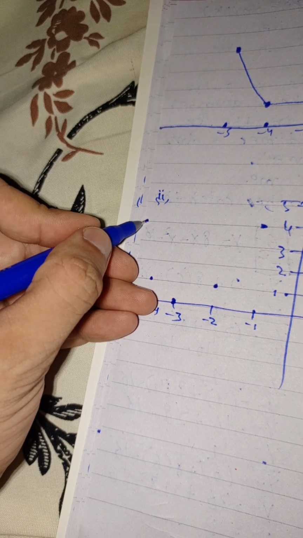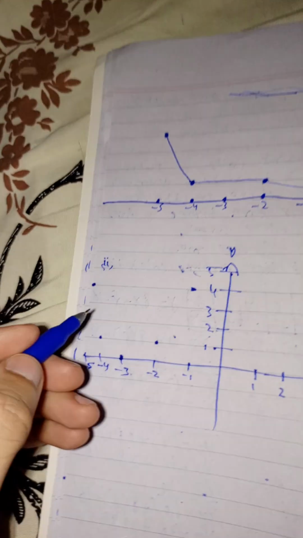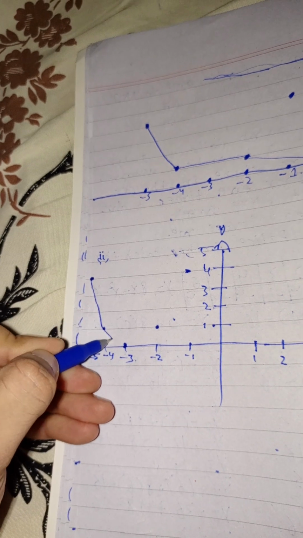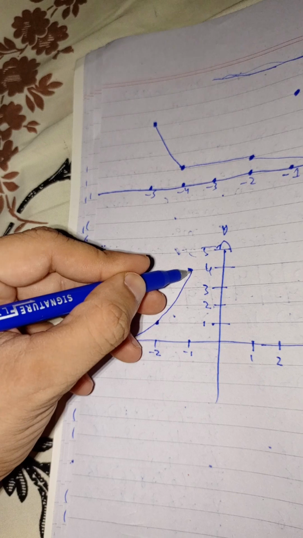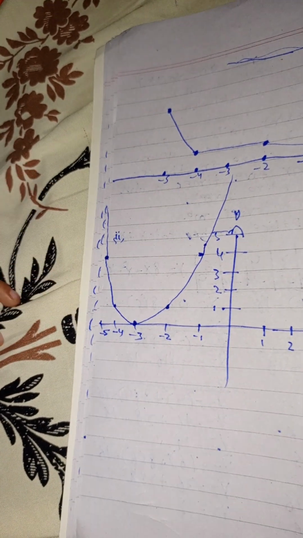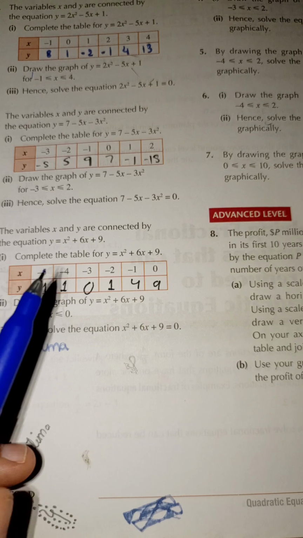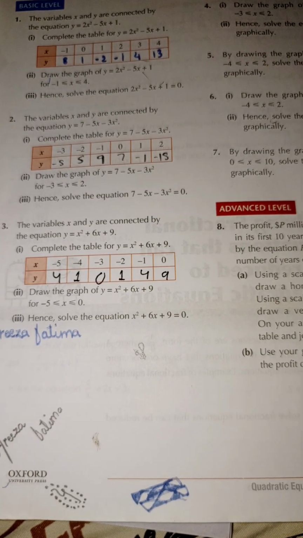So here is the plotting of the points using the table which we have solved. Connecting all these points together, we get a U-shaped graph. You can see it here and here, and this will go up there. So this is the way to draw the graph of the given quadratic equation, and that type of equation is a quadratic. You can make the graph this way. Thank you.